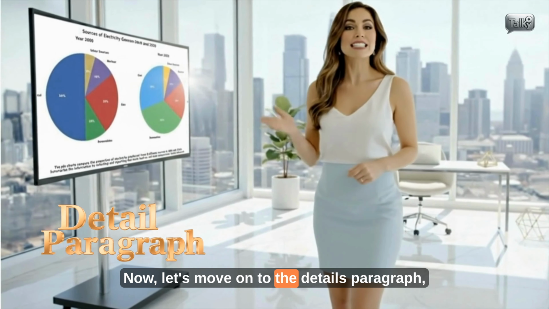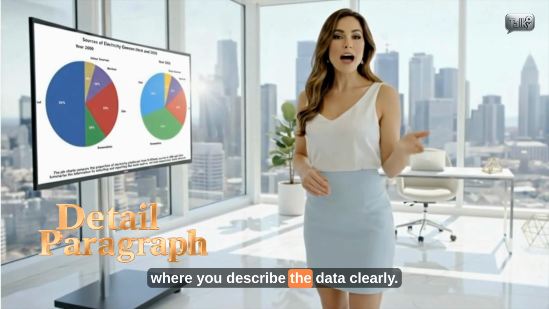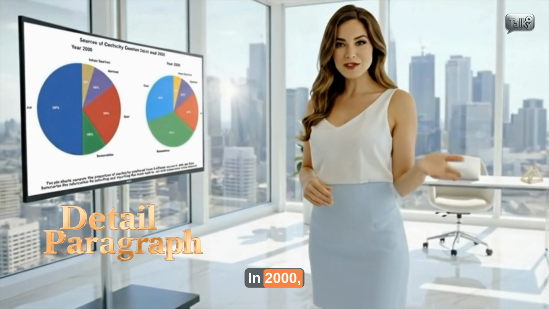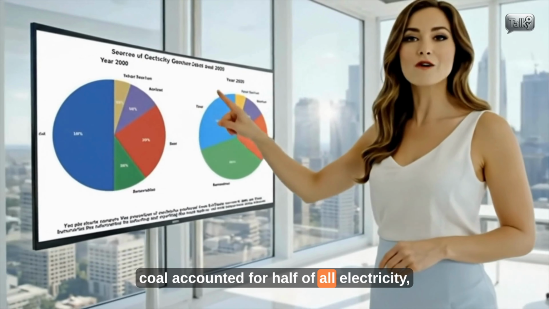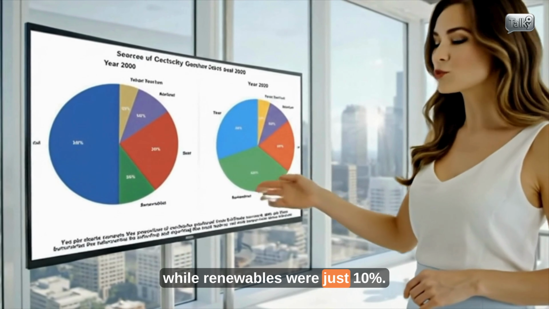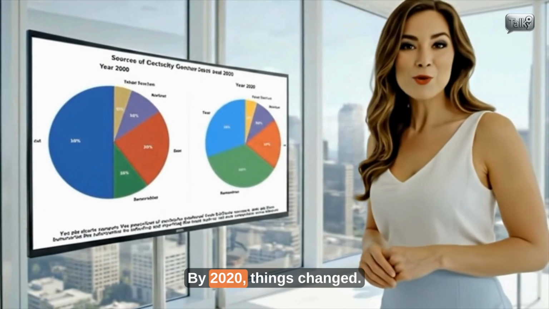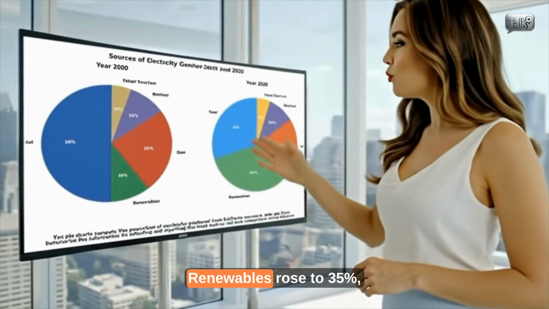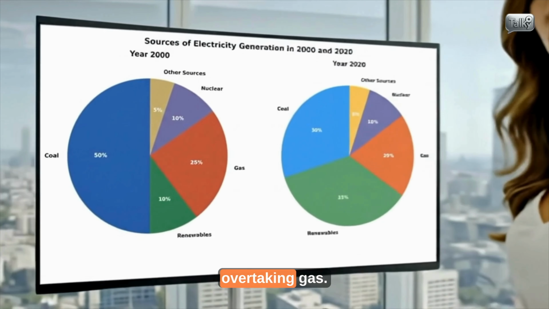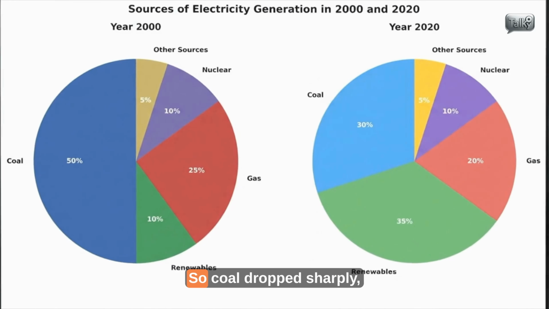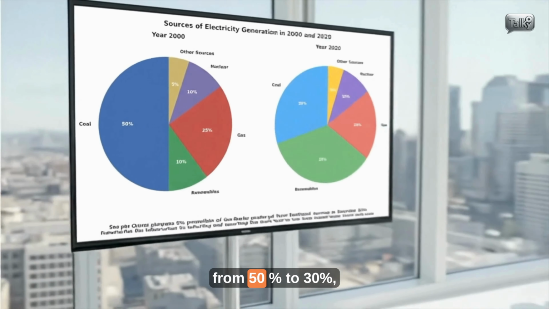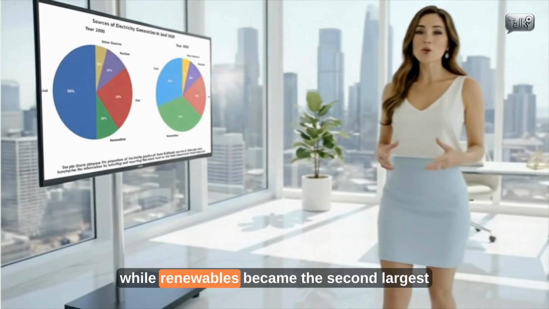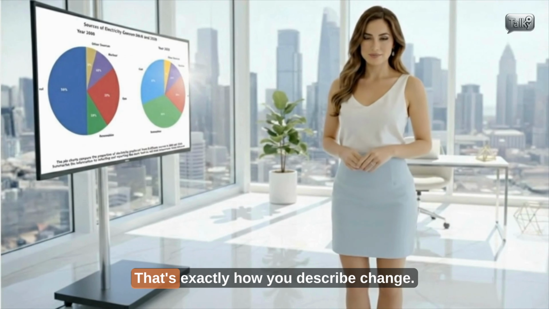Now, let's move on to the details paragraph, where you describe the data clearly. In 2000, coal accounted for half of all electricity, while renewables were just 10%. By 2020, things changed. Renewables rose to 35%, overtaking gas. So coal dropped sharply from 50 to 30%, while renewables became the second largest source. That's exactly how you describe changes: compare, use clear numbers, and keep your sentences simple.